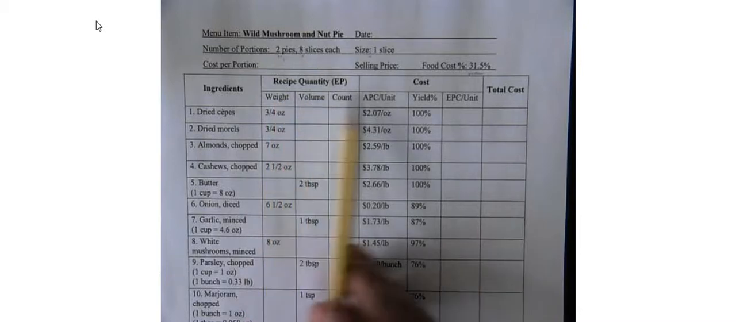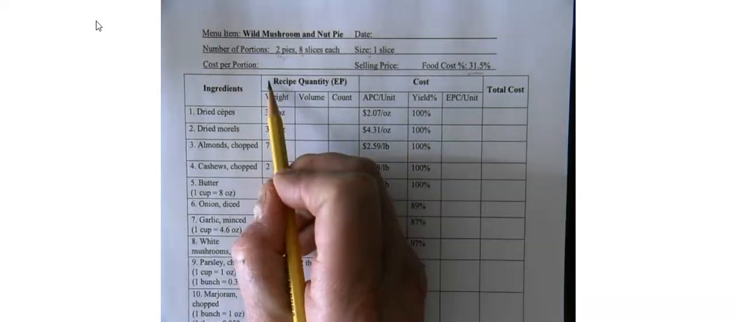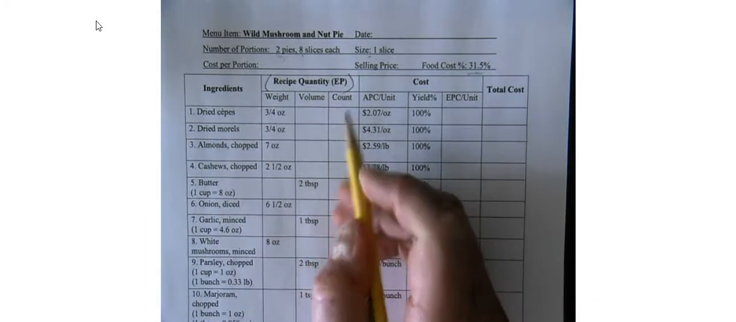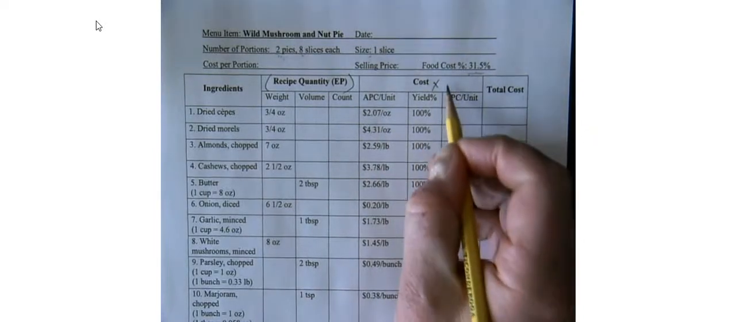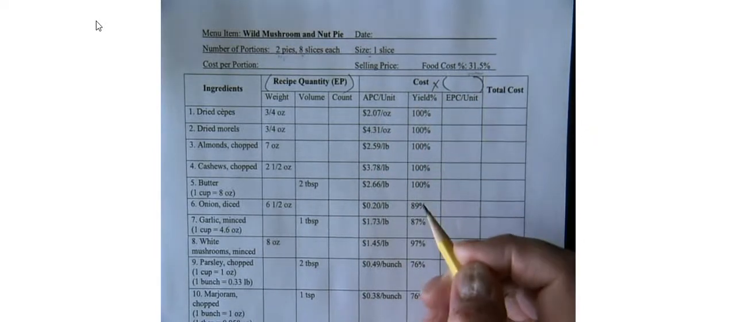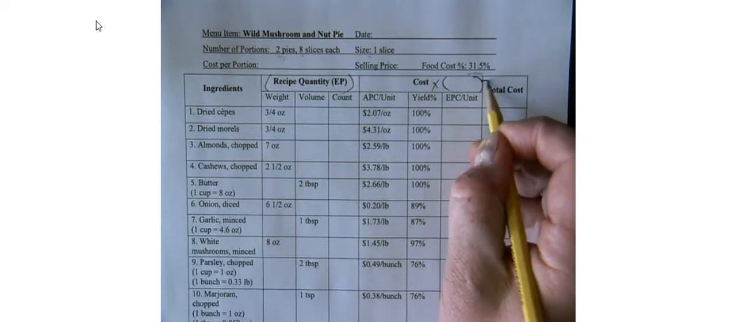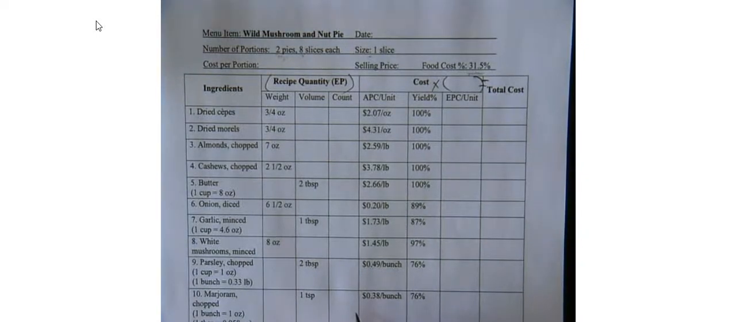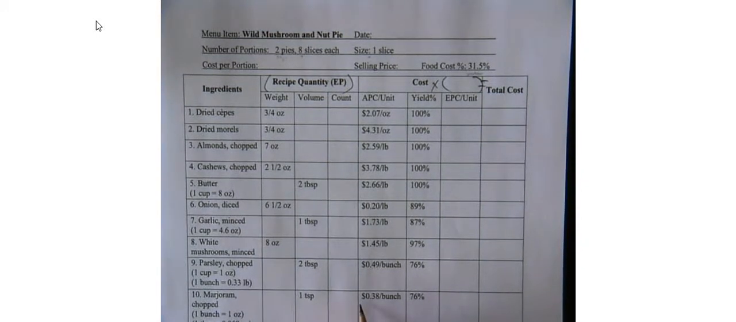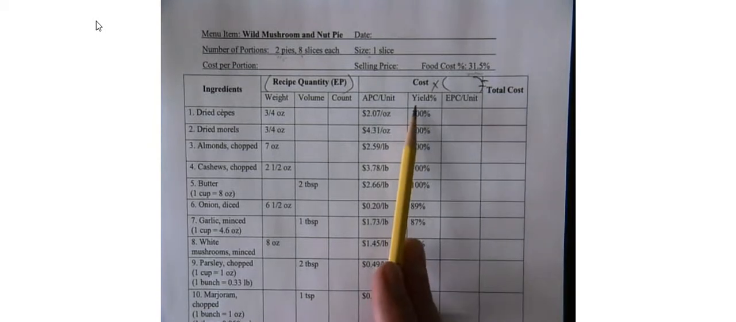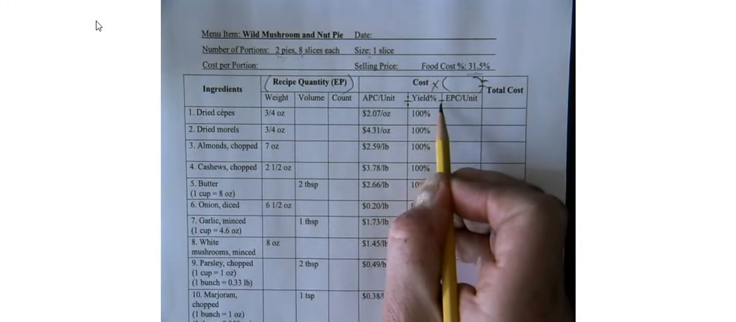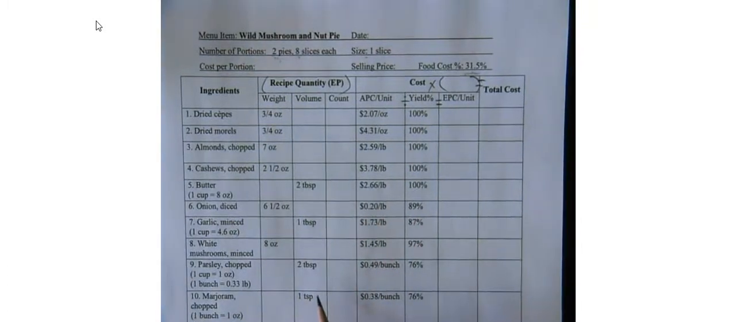All right, so if you recall a couple of the formulas, finding the total cost: the recipe quantity times your edible portion cost equals your total cost. And the other thing that we're going to need to do is for those items that have less than 100% yield, purchase cost divided by yield percentage equals my edible portion cost.